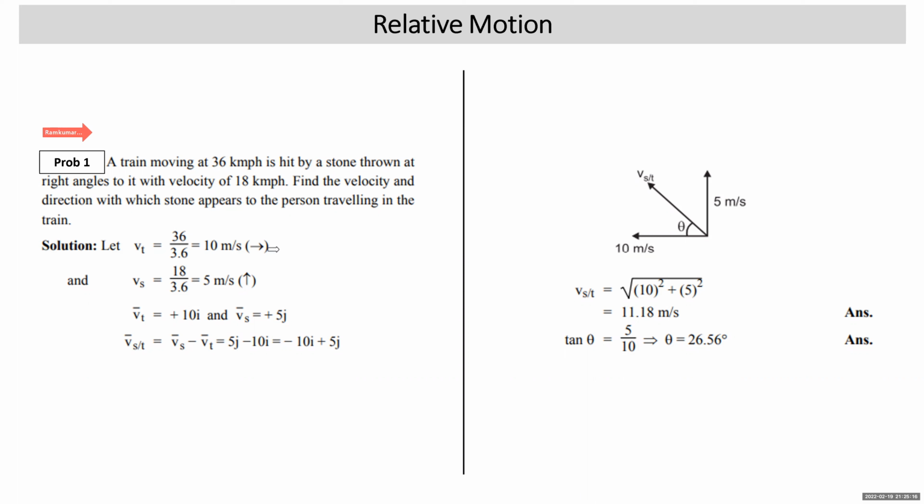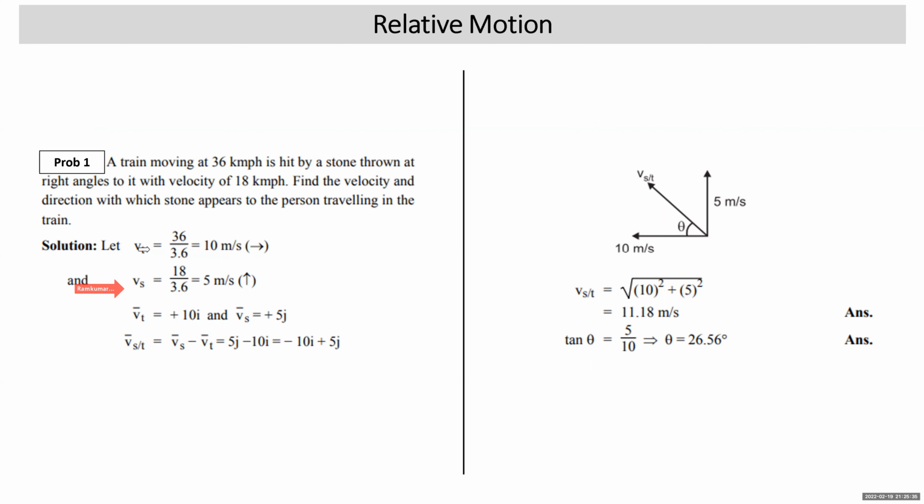I'm assuming that it is moving towards the right. The stone is thrown perpendicular to it with 18 kmph. So 18 upon 3.6, 5 meter per second. So it is perpendicular to it. I'm assuming this way, if we assume these directions, which satisfy the given data in the problem.